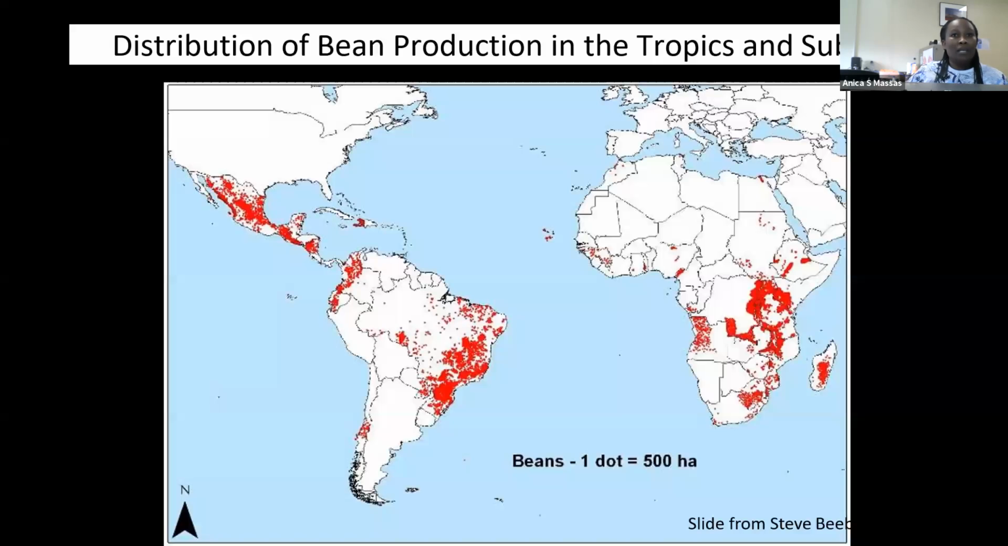So let's see where bean production is. Most of the places are tropical and subtropical countries. You can know that bean is a tropical crop. And we find them mostly in Central America and South America and most African countries, though the production is very low. Why do we have very low production?